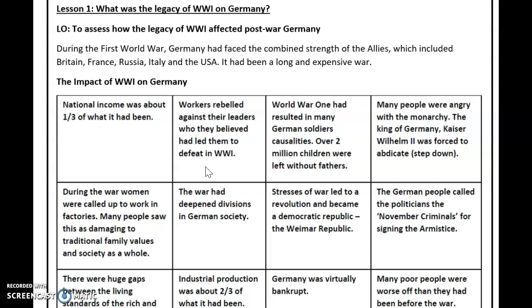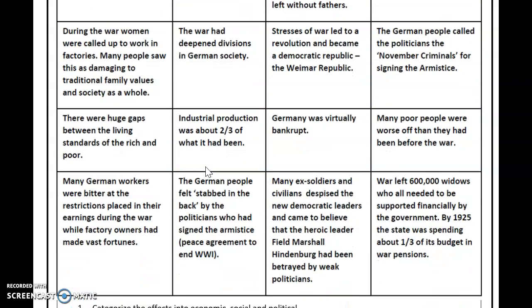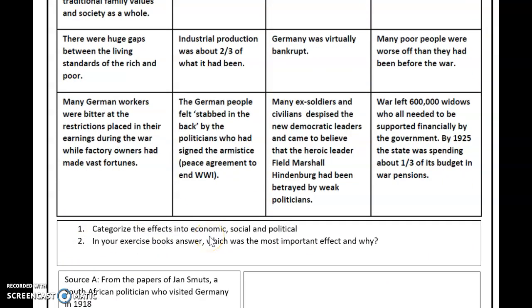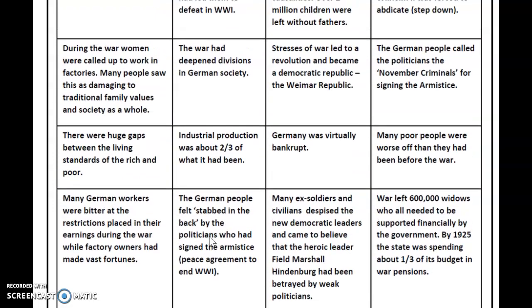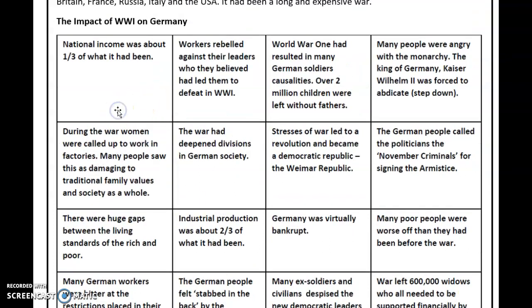What I first want you to do today is to read the information in this table and categorize the impact on Germany into economic, social, and political effects. As it says here, categorize the effects into economic, social, and political. As you haven't got the booklet in front of you, maybe it is easier if you label some of these boxes. So top left will be number 1. This one could be number 2, this one number 3, this one number 4, number 5, 6, 7, 8, and so on. That will save you having to write it all out.